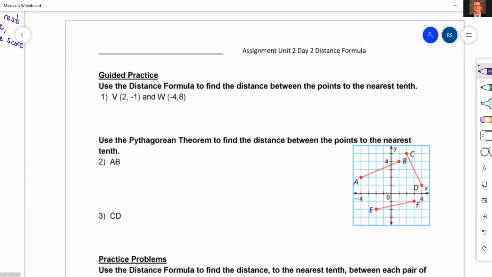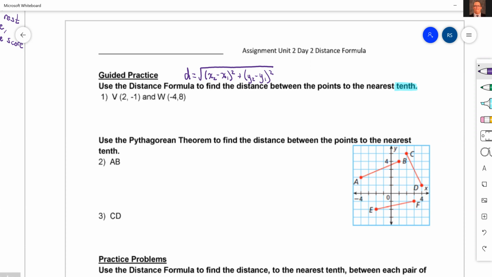Okay, on with the guided practice. They ask us for number 1 to use the distance formula to find the distance between the 2 points to the nearest 10th. Now, distance formula. Which one's that? That's our big square root. X2 minus x1 squared plus y2 minus y1 squared. And then we take the square root of all of it.